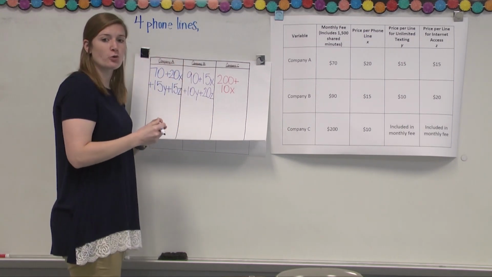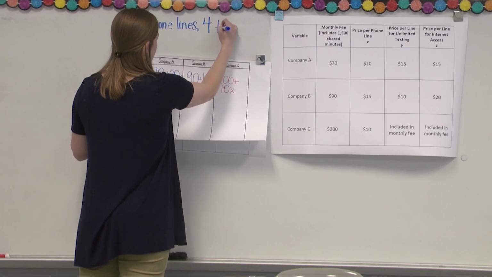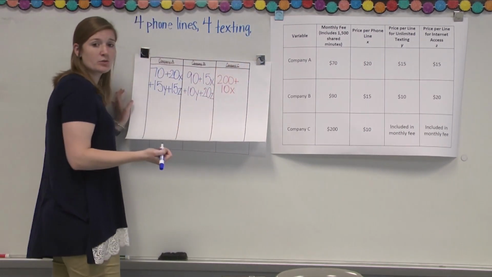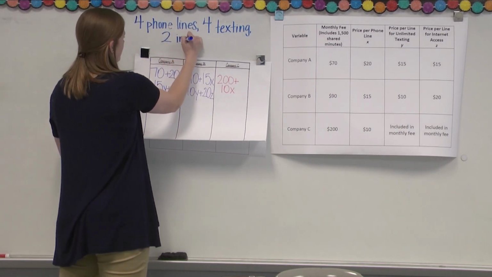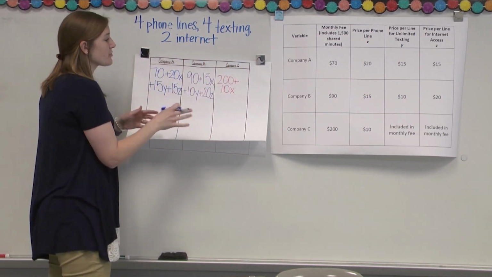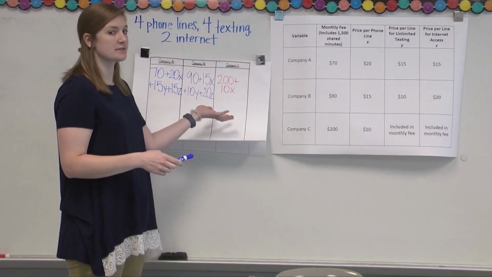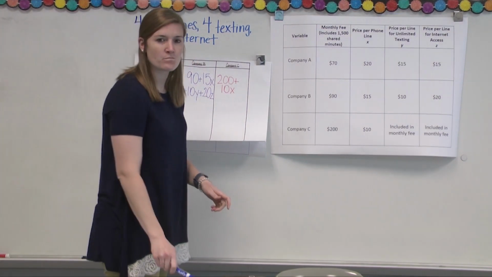We're going to have 4 people who want unlimited texting. So 4 for texting. And we're going to have 2 people who want internet lines. So 2 for internet. And we're going to use the 3 expressions that we just wrote in order to figure out which one of these companies is going to be the best one to go with for our specific scenario.